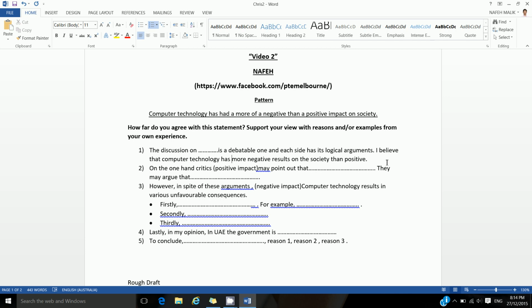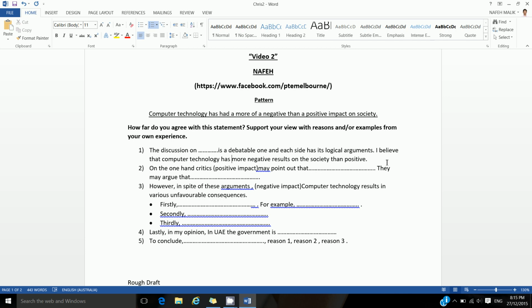So when you go to body paragraph 1, that is paragraph 2, you say, on the one hand, critics may point out that, so critics will obviously say positive impacts are more because you choose negative impacts. So critics will always have a different opinion than you, so they will point out that dash dash dash, and then the second line will be an example that the critics will give. So then you can say they may argue that, and then you give their example.